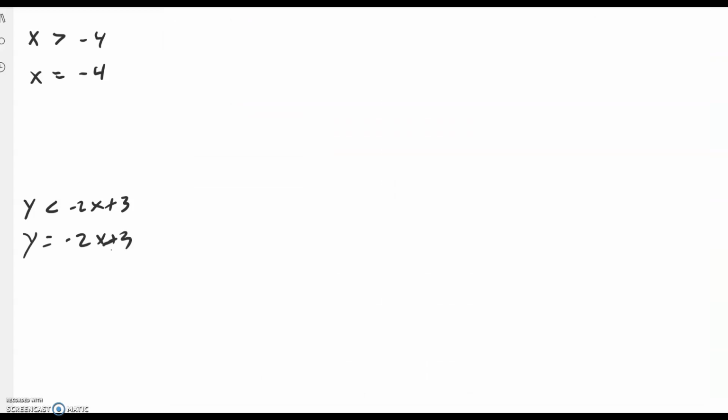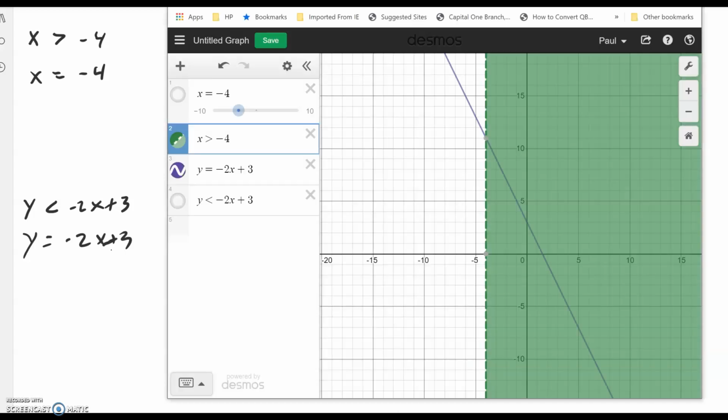And you need to be able to graph the line y equals -2x plus 3. That's something that you need to be able to do. But Desmos can help you do it. Notice it has a y-intercept at 0, 3, and it has a slope of -2. It goes down 2 and right 1, down 2 and right 1, down 2 and right 1.